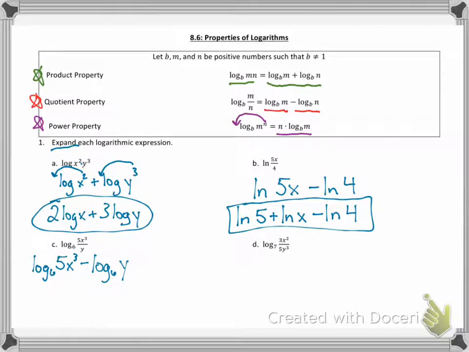We've broken these apart by subtraction. So I'm looking at this 5x cubed. We broke apart the fraction. That's the first thing you want to try. Second thing you want to try is breaking apart anything that's multiplied. Well, I have 5x cubed. That is multiplied, 5 times x cubed. So that'll break apart into log base 6 of 5 plus log base 6 of x cubed. And then we tack on the log base 6 of y that's being subtracted.